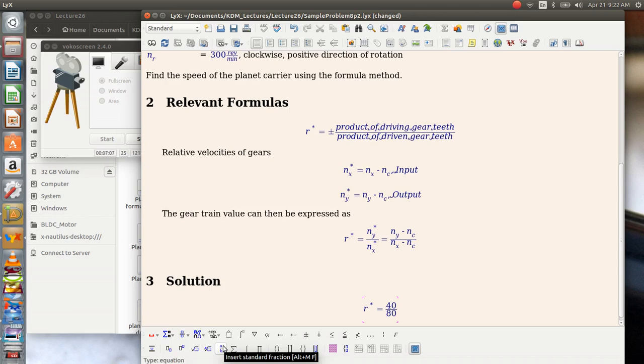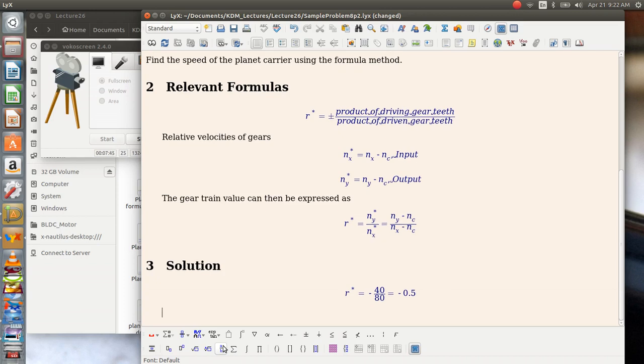One other thing that we should note, and I urge you to pause the video at this moment and think about the type of ring gear system we're looking at, is that the sun gear and the ring gear will turn in the opposite direction. So this is going to be a negative value. Obviously this is equal then to negative 0.5. So there's our gear train value.